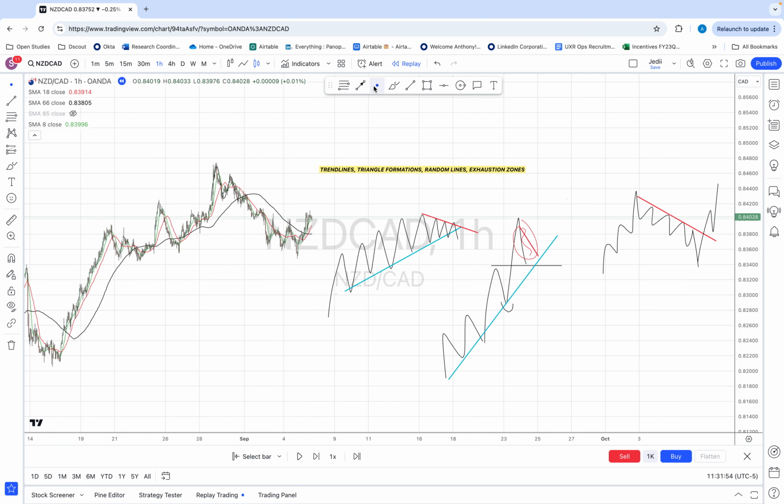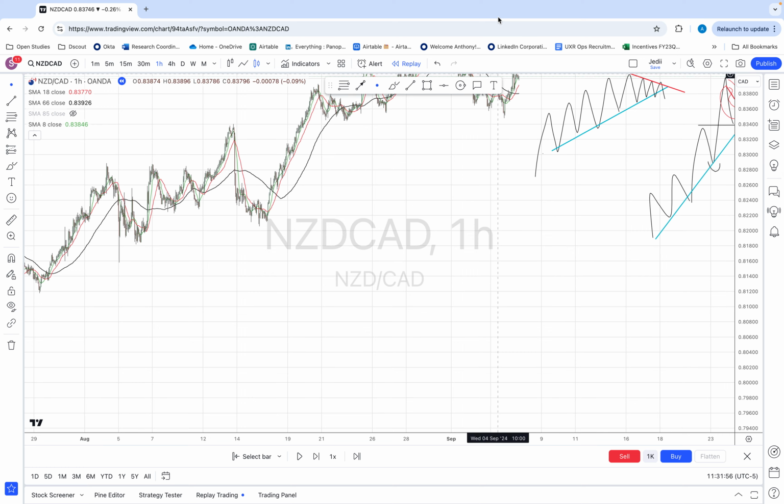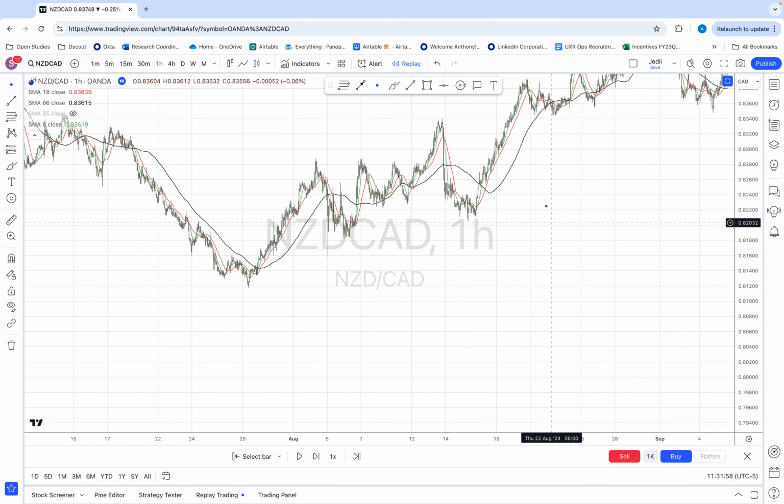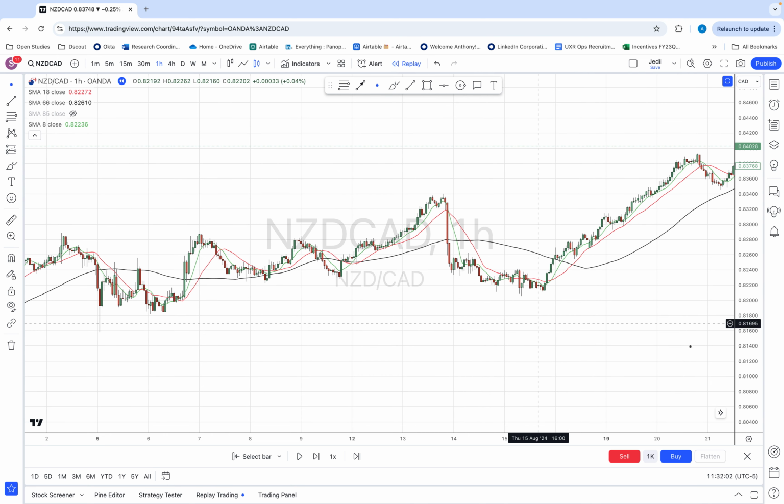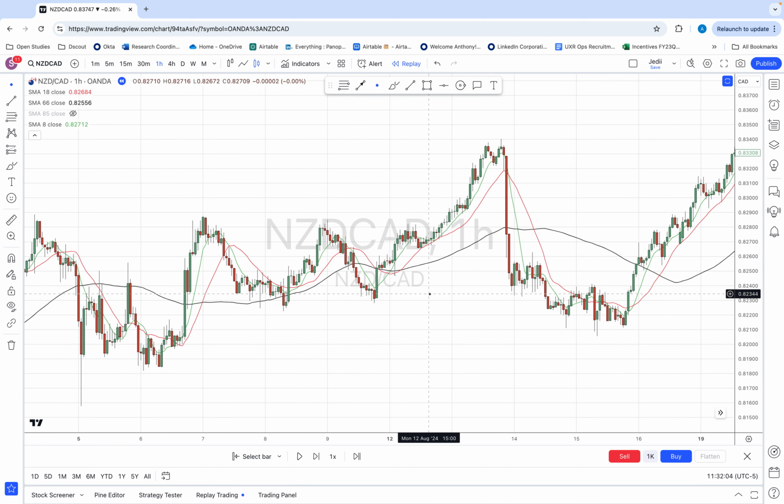Okay? So just always remember that a counter trend line is counter to the overall trend, and a trend line is just going with the trend. So let's just go on the market and just draw a few more of these just to make sure we understand that.